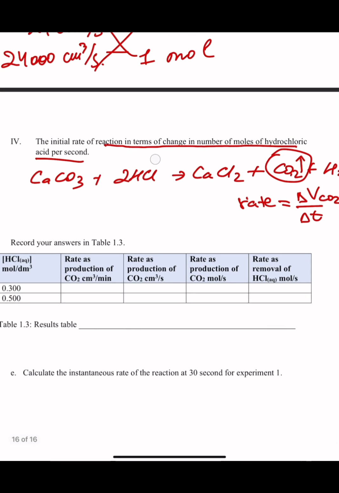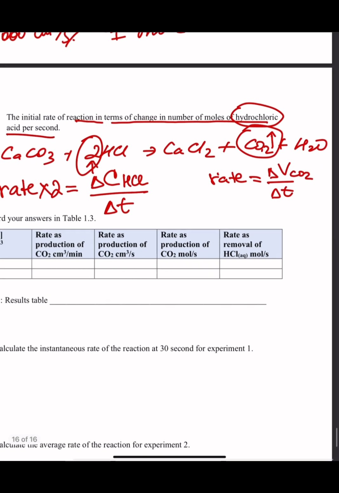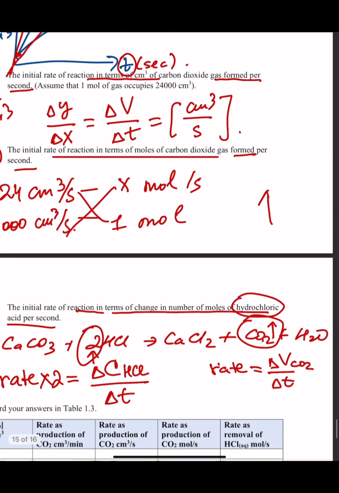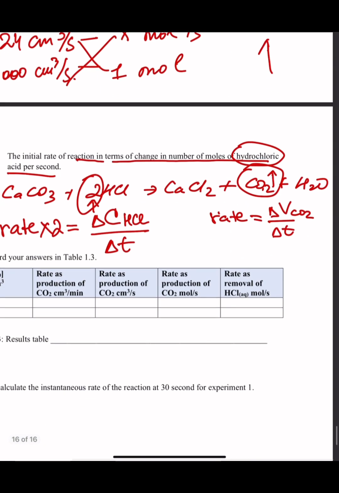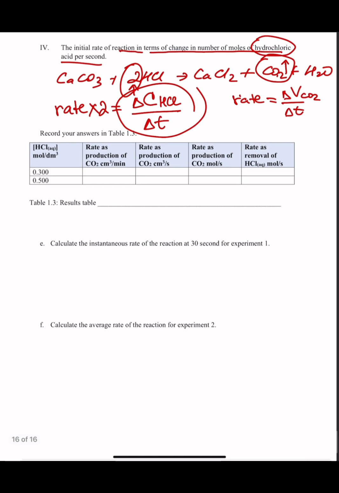Now rate in terms of disappearance. Now in terms of initial rate in terms of hydrochloric acid will be like this. Because you see we have a coefficient of 2, you will multiply the rate by the coefficient of 2, which would be rate multiplied by 2, which would be delta C, the concentration of hydrochloric acid, divided by delta t. And whatever number you get from here, you're gonna multiply it by 2 to get the answer. And then now record your answer in the table.